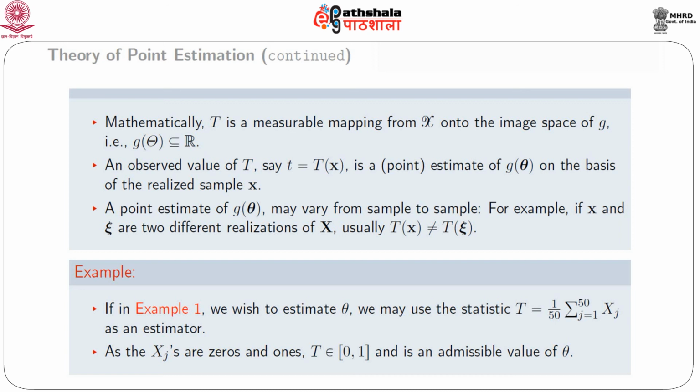We close our discussion with an example. In our previous example 1, suppose we wish to estimate theta, then we may use the statistic capital T, which is the average value of the xj. This can be taken as an estimator for theta, as the xj's are zeros or ones. So t belongs to [0, 1], and hence t is an admissible estimate of theta.